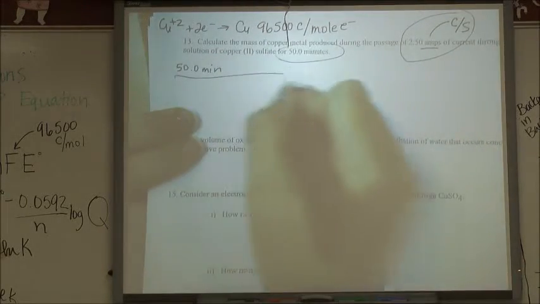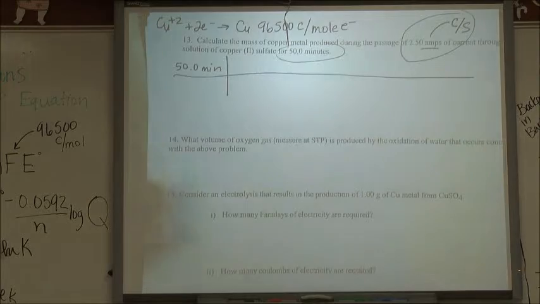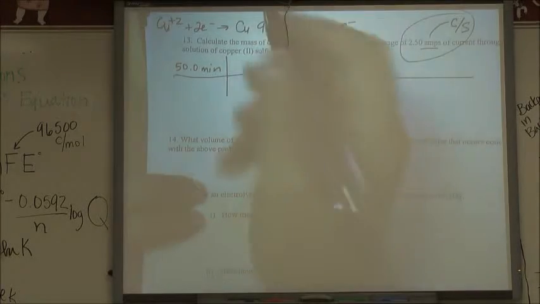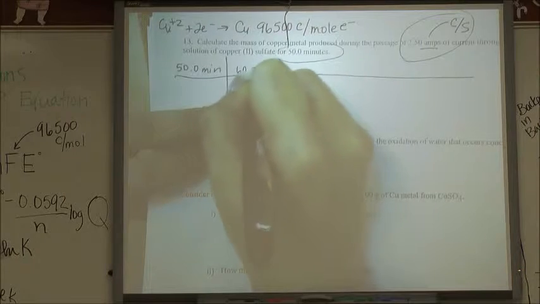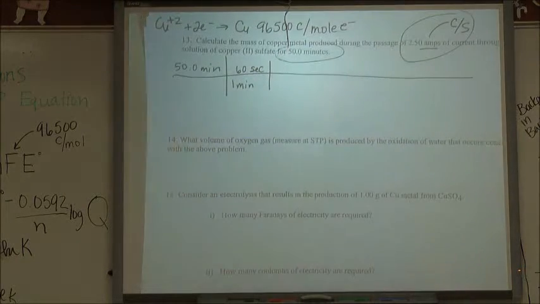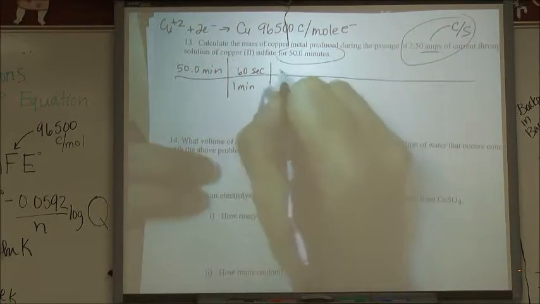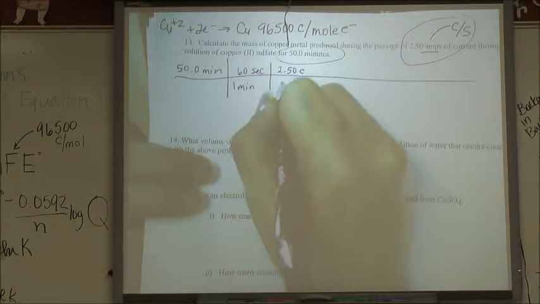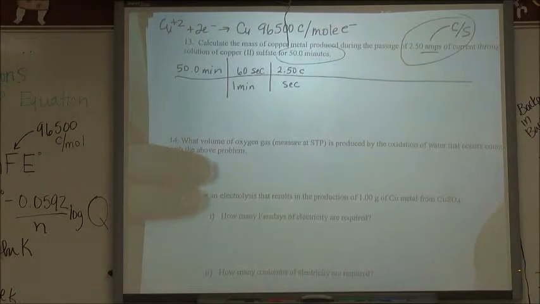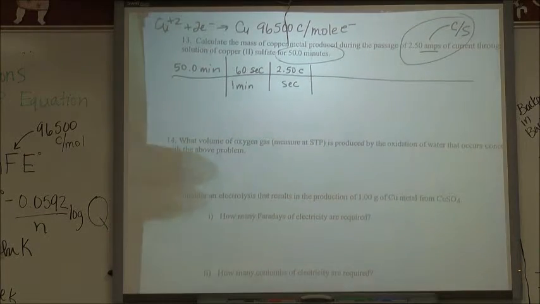Now looking at the fact that we need to get to amps and all that stuff, what do you think it's best to convert this to? Seconds. So for every 1 minute, I'm at 60 seconds. All right, now I'm in seconds. So now I can jump into physics world here, and I have 2.50 coulombs for every 1 second. Coulombs per second. So now my seconds cancels and I'm in coulombs.